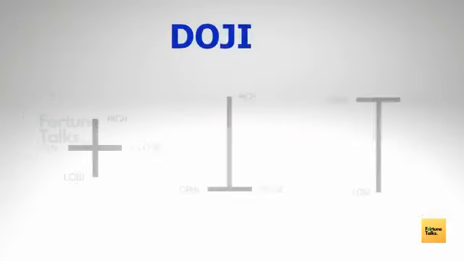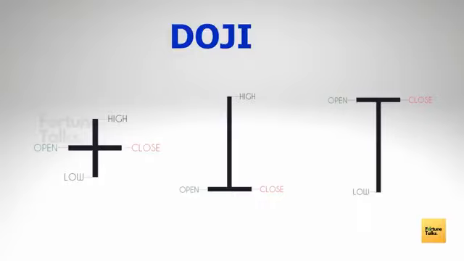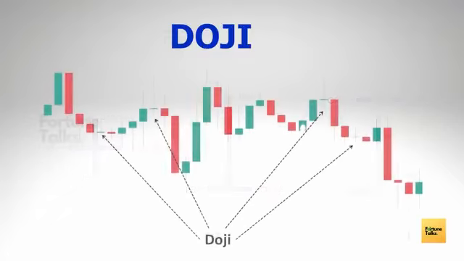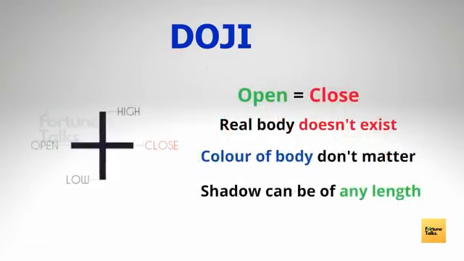Dojis are similar to spinning tops except that they do not have a real body. This means the open and closing prices are equal. So the doji is an important candlestick pattern as it provides very crucial information regarding the market sentiment. By a textbook definition, a doji suggests that the open price should be equal to the close price, which indicates that the real body does not exist. The upper and the lower wicks can be of any length, and the color of the candle does not really matter because the prices are very close to each other.